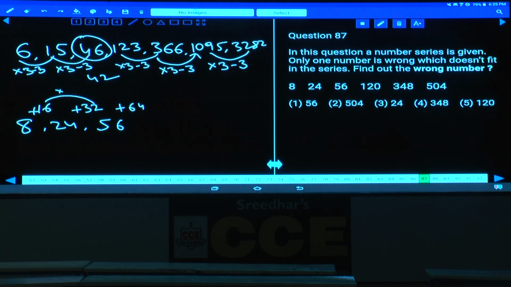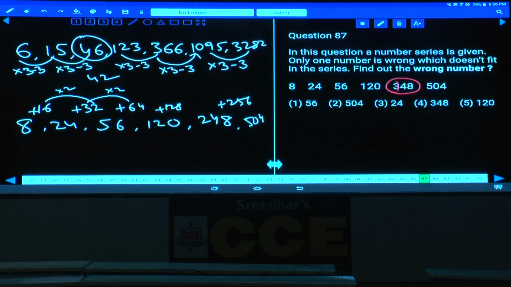16 into 2, 32, 32 into 2, 64, and this is 120. Next one must be 128 should be added, and 120 plus 128, it must be 248. But what is given here? 348, and that is the wrong number. If 248, next one will be 256, then 248 plus 256, 504 is the number. Then what is the wrong number here? 348 is the wrong number, correct number is 248, choice 4. Here the differences between the numbers are 16 into 2, 32 into 2, 64 into 2, 128 and 256.